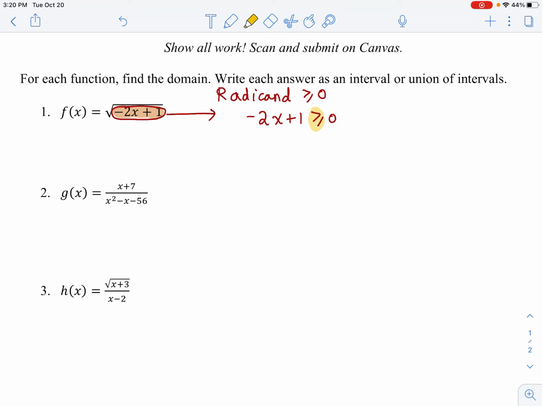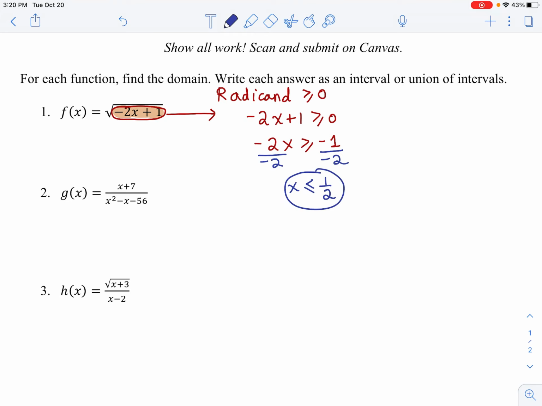So let's go ahead and solve this. Subtract 1 from both sides. You get negative 2x is greater than or equal to negative 1. Now, I always do this. I will make up problems where you have to divide or multiply by a negative number. Here, I'm going to have to divide both sides by negative 2. If I divide both sides by negative 2, the inequality should flip. Make sure you flip that inequality when you divide or multiply by a negative number. And the fraction on the right, negative 1 over negative 2, will turn into a positive 1 over 2.